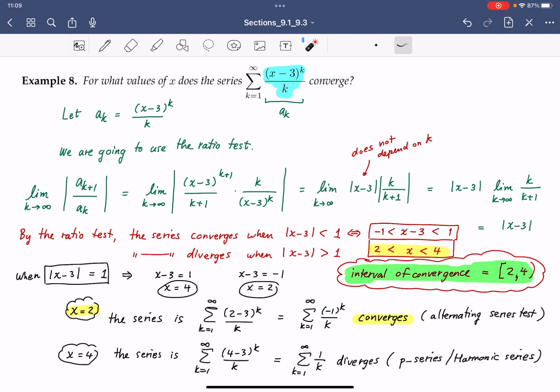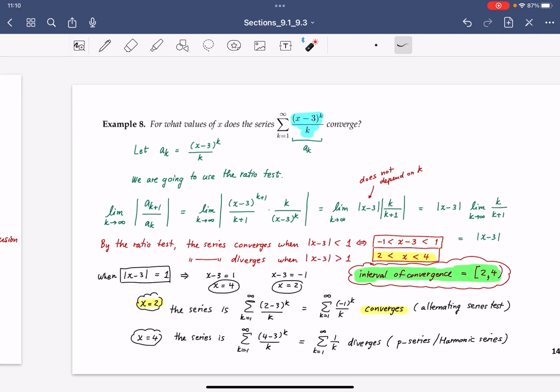Another observation is that if you plug in the center, number 3, you're going to get a convergent series for sure, because you're going to get 0, right? You plug in the center here, and you always get a convergent series. So we can go back to the theory now.